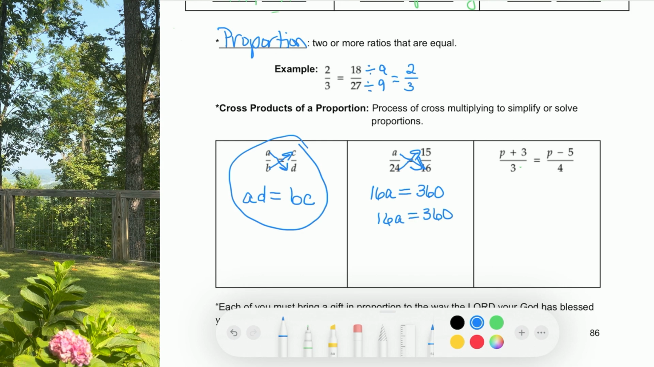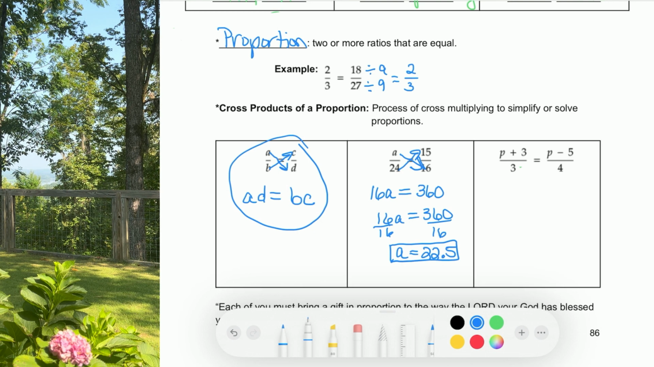Now I'm going to actually solve for A like we've been doing in our past sections. You know this part. I'm going to divide both sides by 16. And I get A equals 22.5. So our first ratio in this problem, the A to 24, is actually 22.5 to 24, which is equivalent to 15 over 16. Now let's look at our next problem.